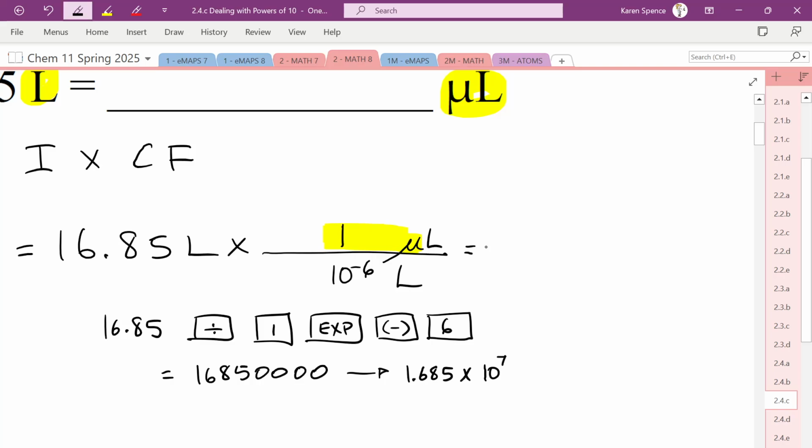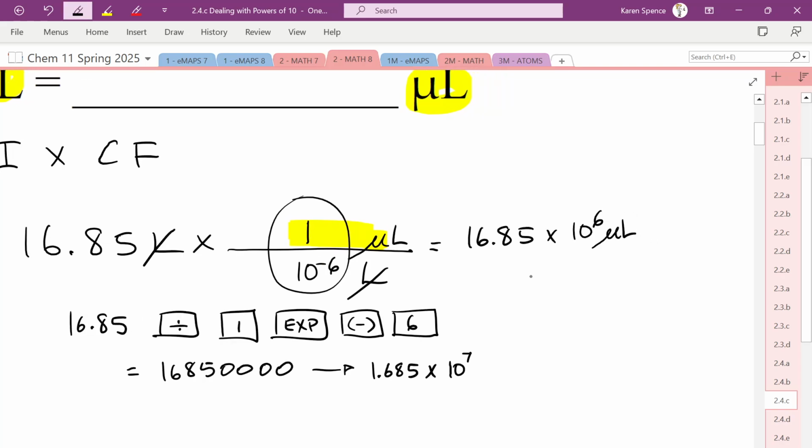You could say that this is equal to 16.85. Instead of dividing by 10 to the negative 6, we could multiply by 10 to the positive 6. Okay, and our liters have canceled out, so that'll just be microliters. And then you can convert that into 1.685 times 10 to the 7 microliters just by putting it in scientific notation.